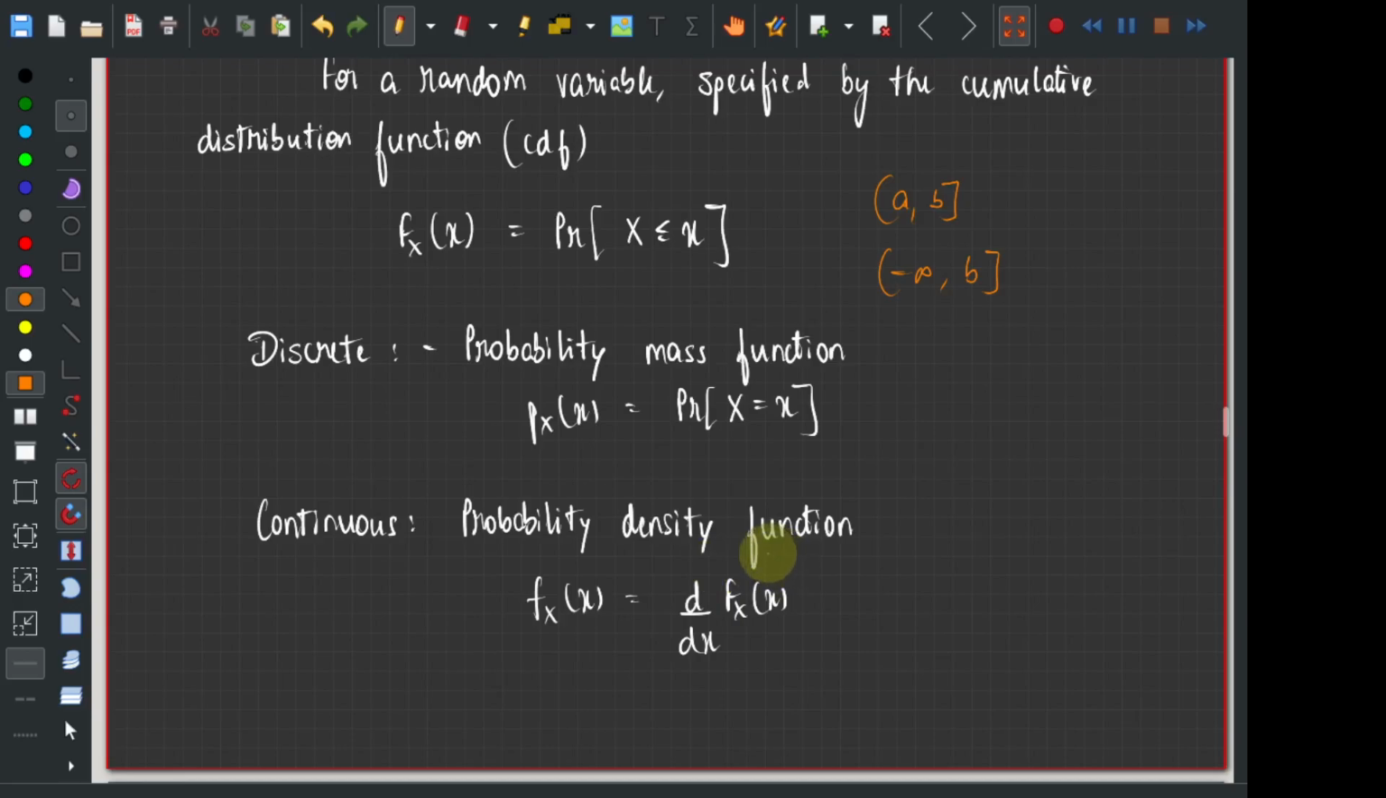Right? If it's a discrete random variable, then we always work with the power set. Your sigma algebra, you can just consider the power set to be your sigma algebra. So every outcome, you can assign probabilities to each outcome.